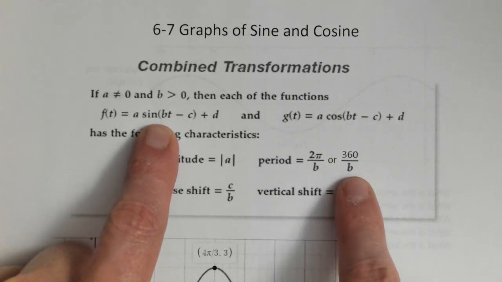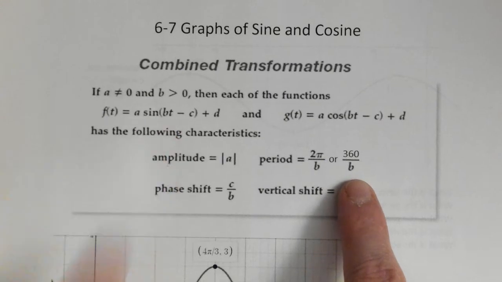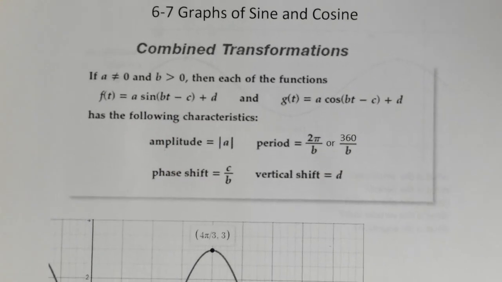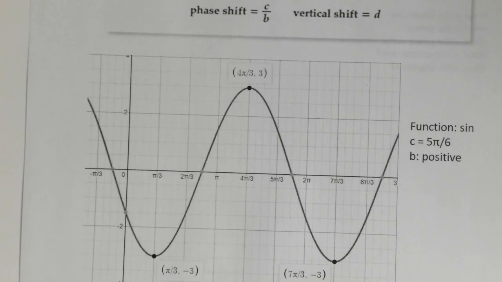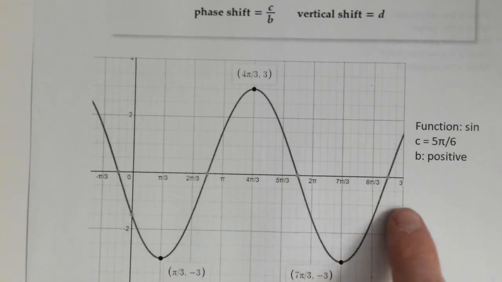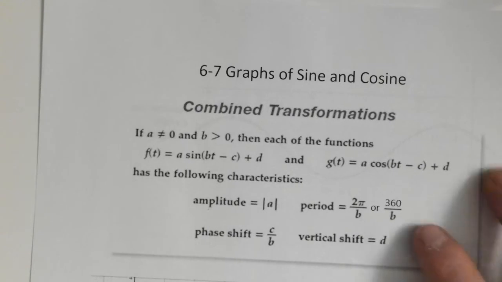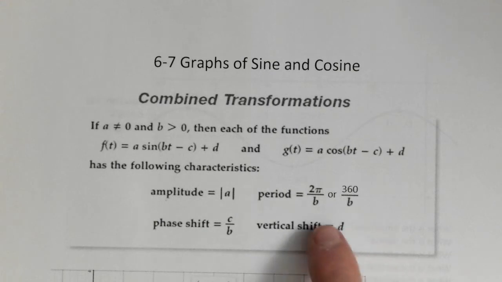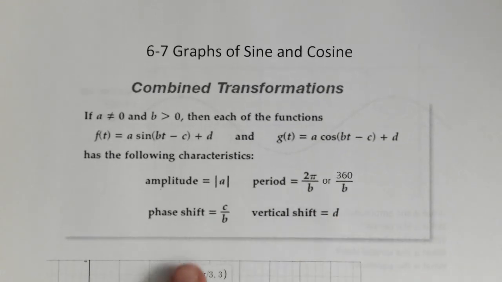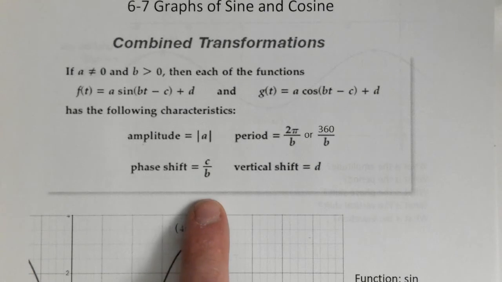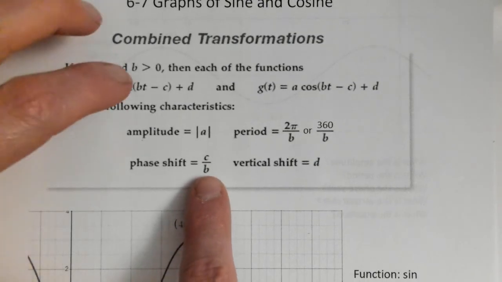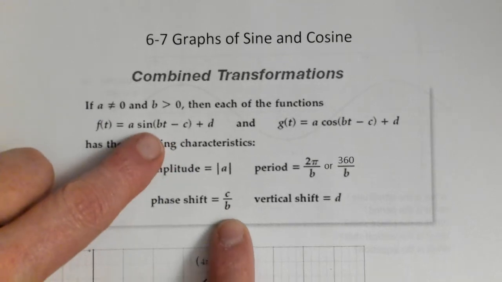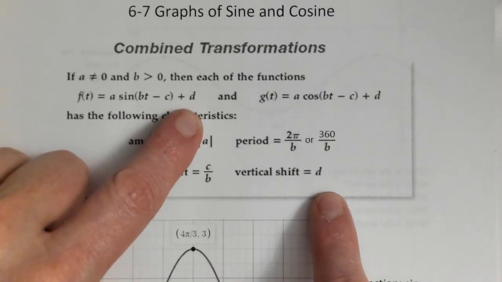Now, occasionally, I would say very rarely, would you see it in terms of degrees, and if you do, it would be 360 divided by B. But almost always when you're dealing with the trig functions, you're going to see the graph expressed in radian terms. Just something to keep in mind, but you may on very rare occasions see it expressed with degrees. Your phase shift, in other words the horizontal shift, is obtained by doing C divided by B, and your vertical shift is going to be D.